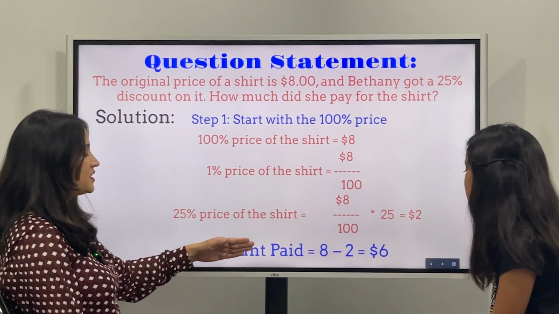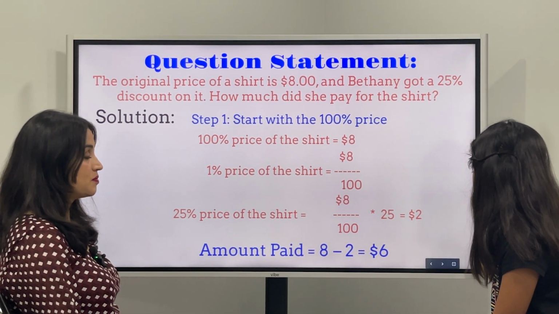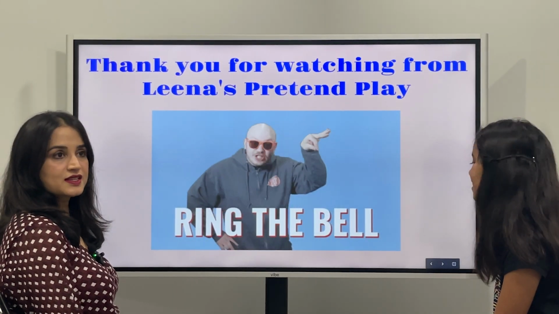So the amount paid is the original price minus the discount. So this is 6. So it's good.